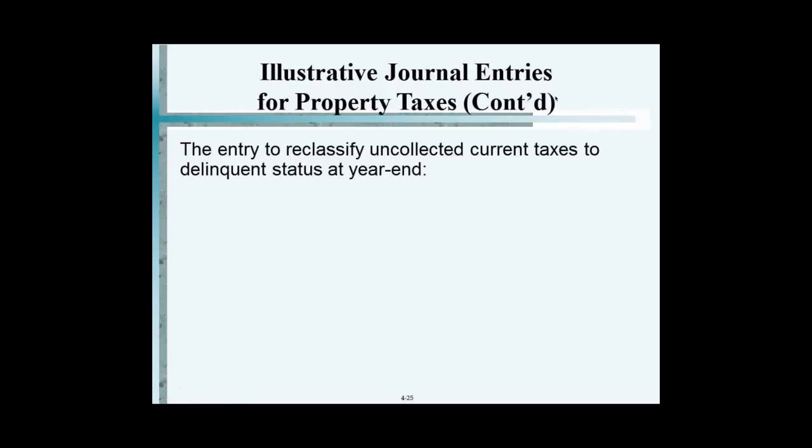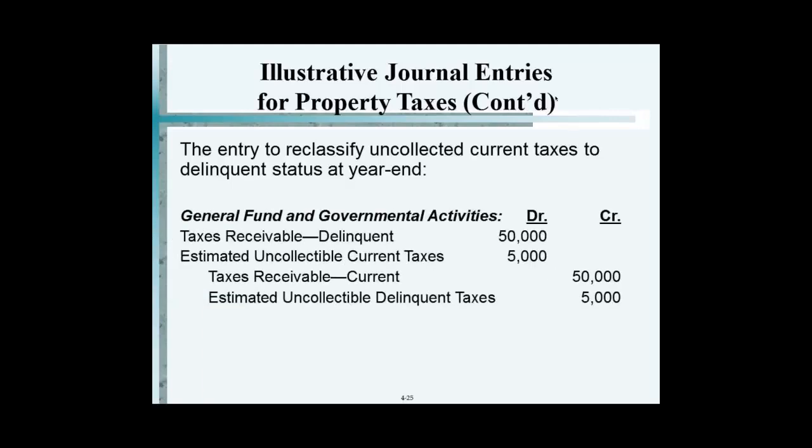At the end of the year, the tax collector is scratching his or her head and saying, uh-oh, I only thought $5,000 was going to be uncollectible. I've got $50,000 now outstanding. Notice the term. Just take a moment and read the accounts and see if they make any sense. You can't memorize this. You've got to understand this.